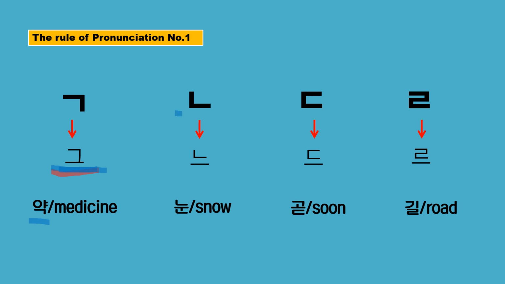Okay, how about 니은? 니은 is n. The sound is n. You know, right? But 눈, noon. Just stop before the sound n. Okay, so 눈, not noon. 눈, snow. And 디귿, the sound is d.